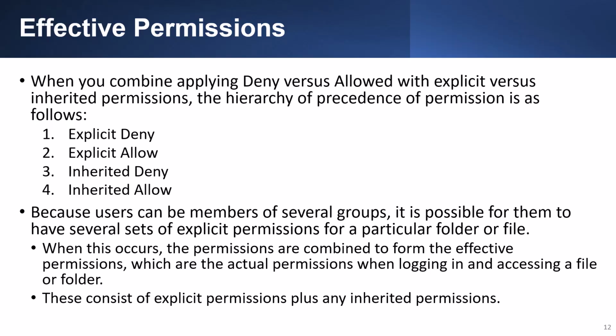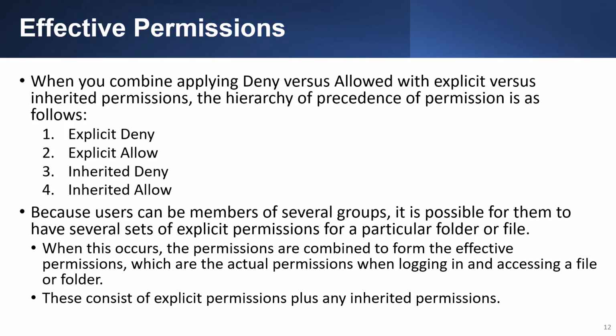When you combine applying deny versus allow with explicit versus inherited permissions, the hierarchy of precedence of permissions is as follows: explicit deny, explicit allow, inherited deny, and inherited allow. Because users can be a member of several groups, it's possible for them to have several sets of explicit permissions for a particular folder or file.